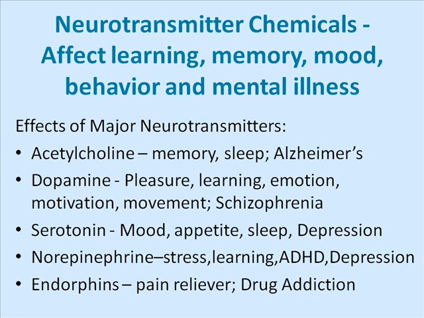The effects of the major neurotransmitters are as follows. Acetylcholine affects memory, sleep, and is implicated in Alzheimer's disease. Dopamine is a pleasure neurotransmitter. It also affects learning, emotion, motivation, and movement, and is implicated in the development of schizophrenia. Serotonin affects your mood, appetite, sleep, and is implicated in the development of depression.